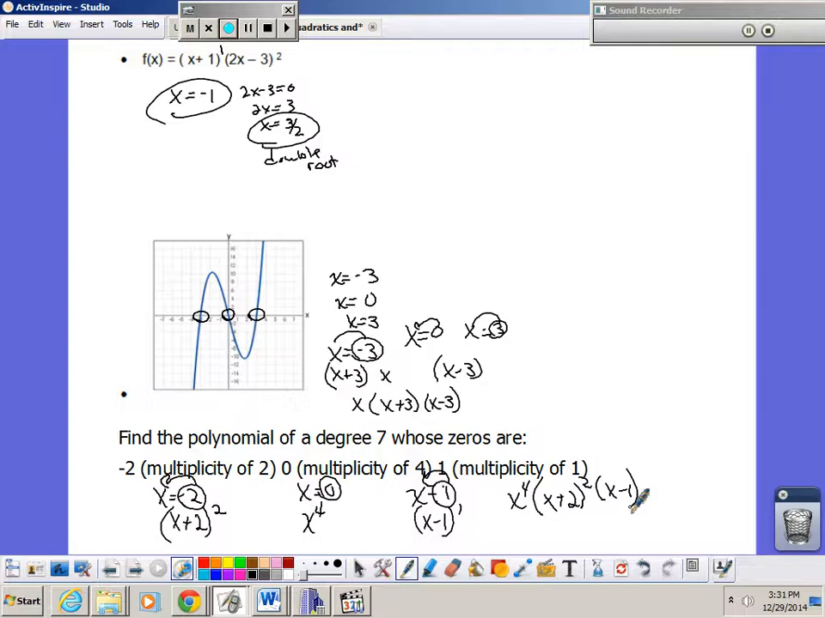And this should be a review. In fact, I know I did these problems with you before in a different unit. I just want to make sure that you understand the multiplicity tells you how many possible real roots you can have.